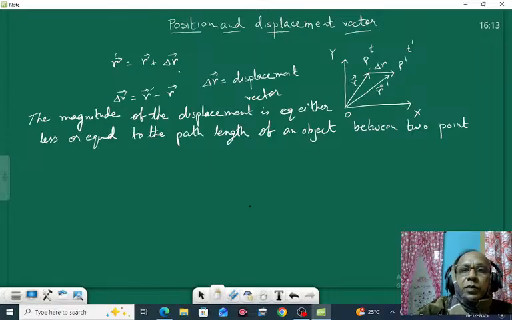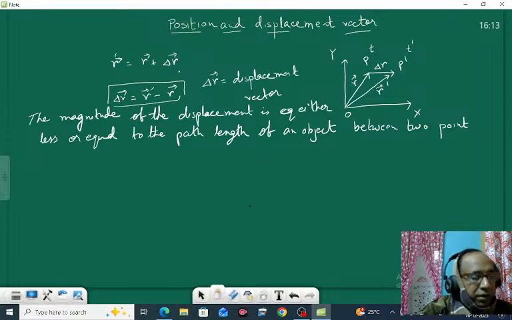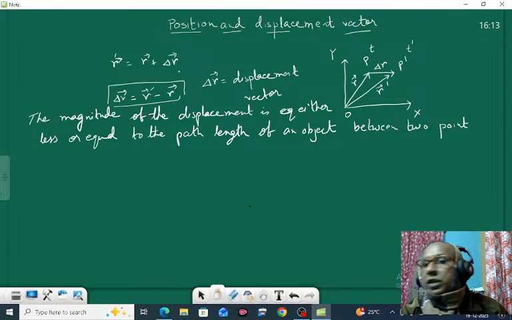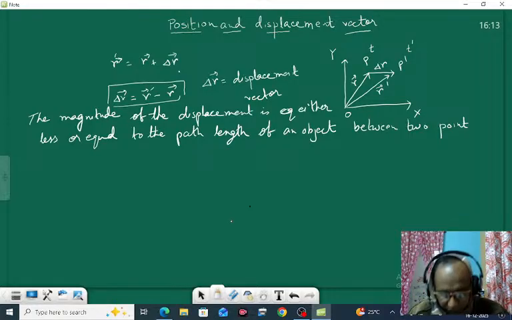You see P dash is the position vector at time t dash, and del r is the displacement vector. So del r can be represented in this way, del r equal to r dash vector minus r vector. This is the displacement vector, and since displacement is also a vector, in this way we can find the position and displacement vectors.